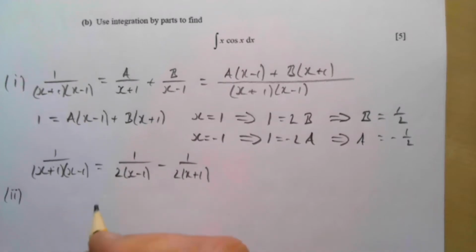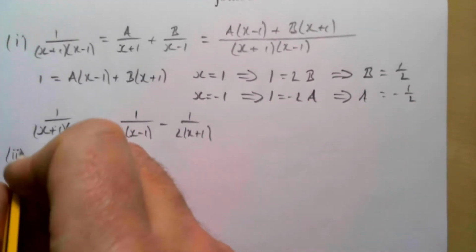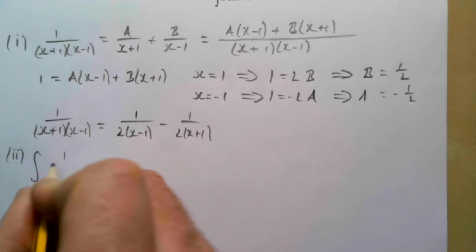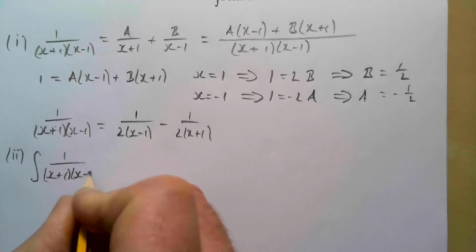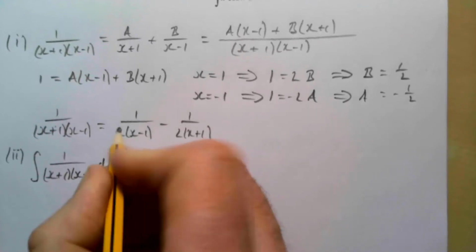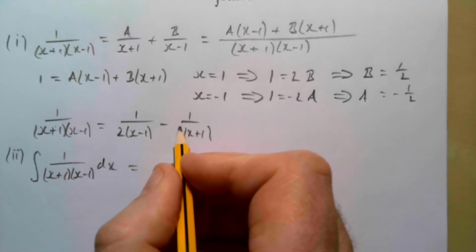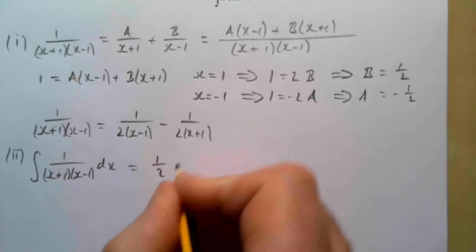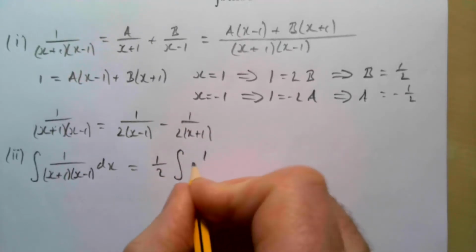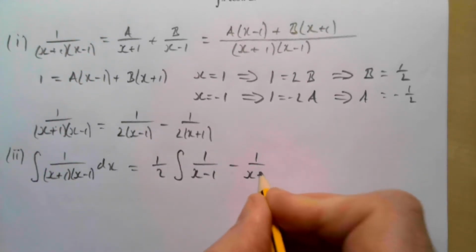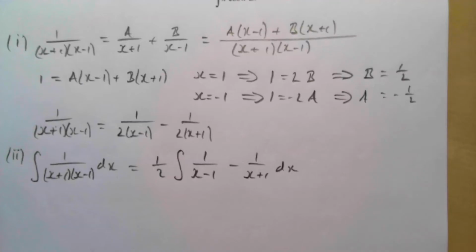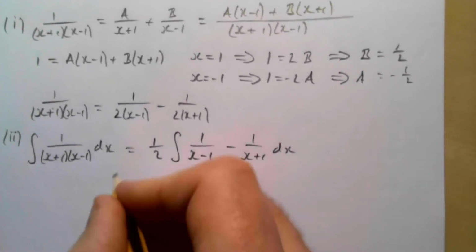We move there. Part (ii) then is to integrate that. So the integral, this question here, hence integrate this. A couple of different ways really of writing this, but let's go for the integral of 1 over (x plus 1)(x minus 1) dx. Because there's a half on both of those there, I'm actually going to take out the half. So it's going to be a half of the integral of 1 over x minus 1 minus 1 over x plus 1 dx.